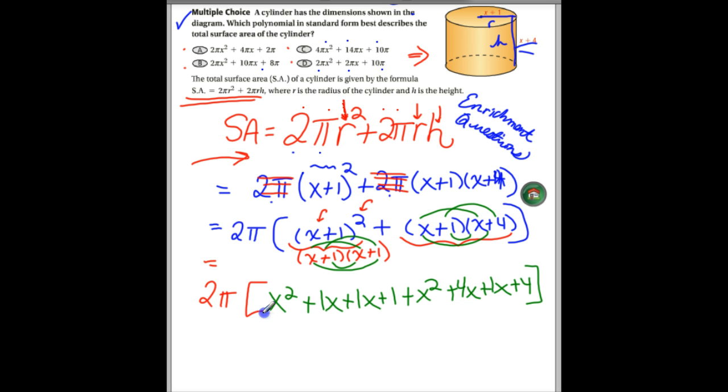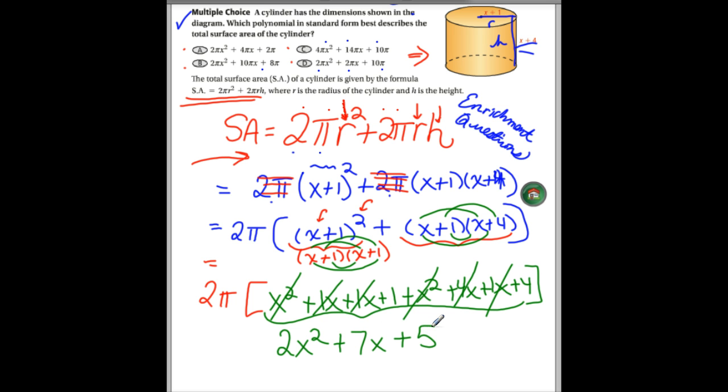Then what I'm going to do is go clean all this up. I've got x squared plus x squared giving me 2x squared. I've got x and another x for 2 of them. And then I've got 4 more, so I'm at 6 of them. Then I've got another one, so I'm at 7 x's. And then I have plus 5. Now I'm going to deal with that 2 pi. And so I think it's best if you pull that 2 pi out and deal with it at the end. Notice I'll get 4 pi x squared.